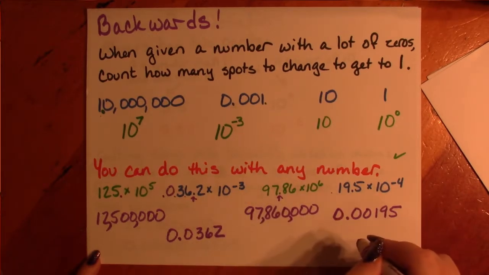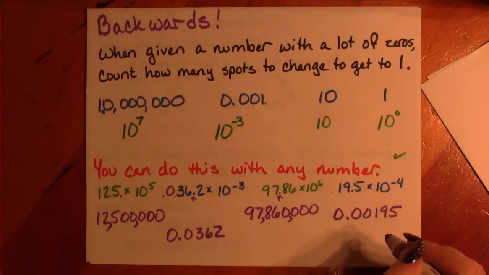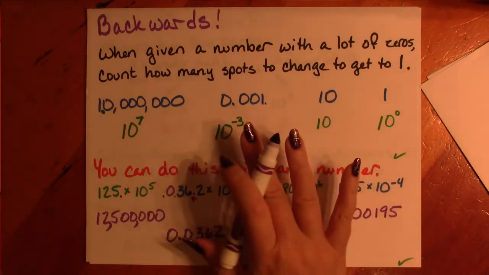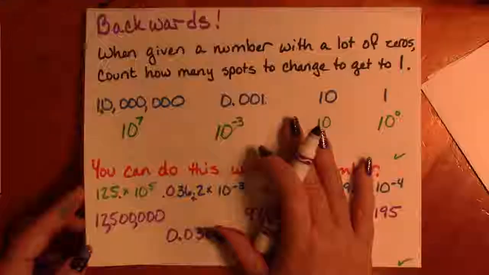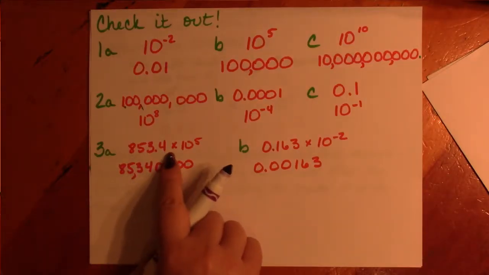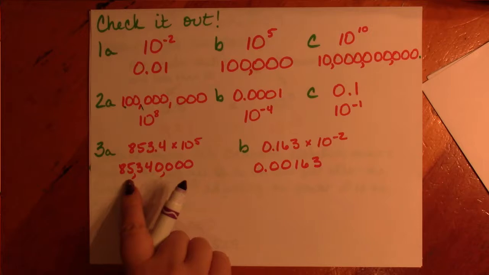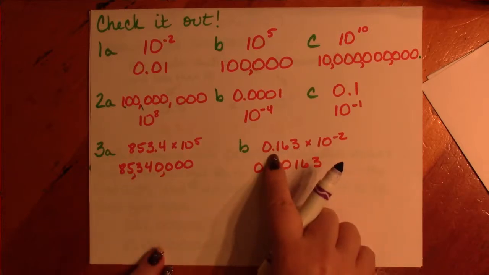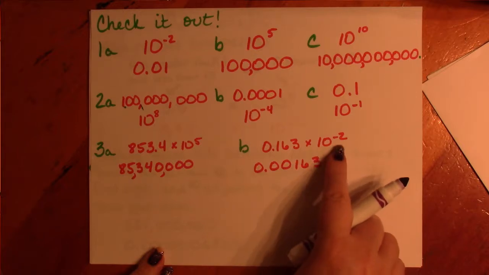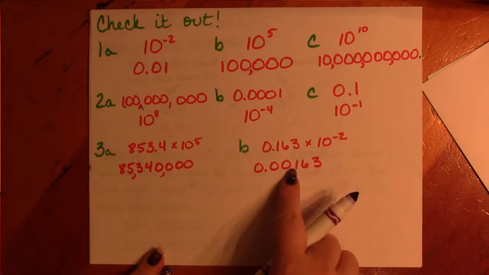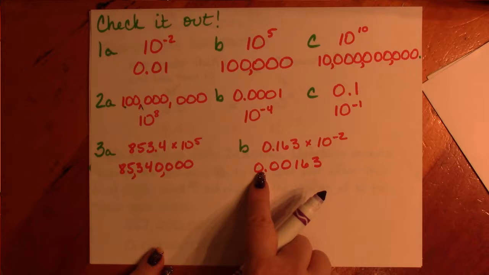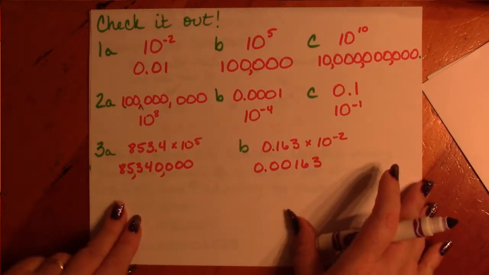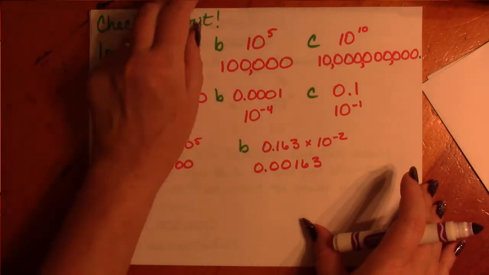Try this on Check It Out number 3 on the bottom of page 467. Pause here, come back when you're done. 853.4 times a larger number becomes 85,340,000, and 0.163 times an even smaller number, I'm going to move that decimal point 2 more out, so it's 0.00163. Please make sure to ask if you have any questions.